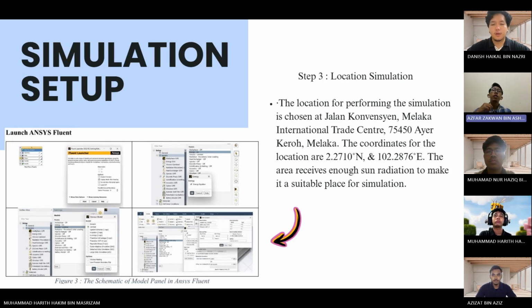So for step 3, location of simulation. The location for performing the simulation is chosen as Jalan Convention, Melaka International Trade Center, 75450 Ayer Keroh Road, Melaka. The coordinates for the location are 2.2710 degrees north and the longitude is 102.2876 degrees east. The area receives enough sun radiation to make it a suitable place for simulation.